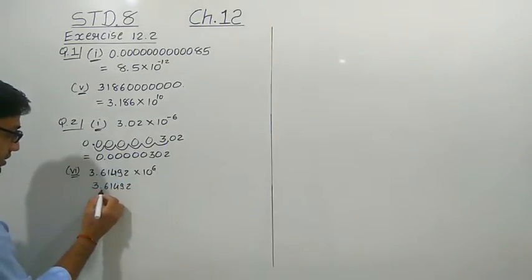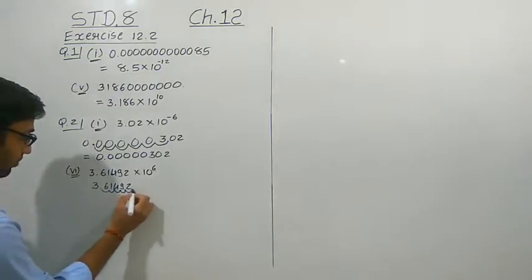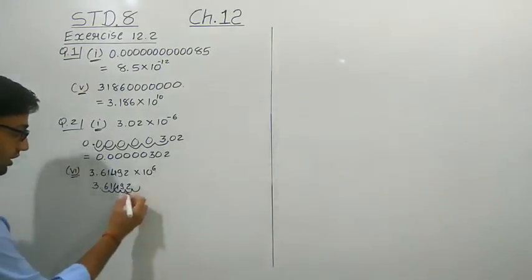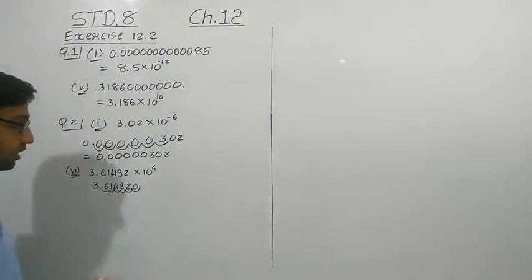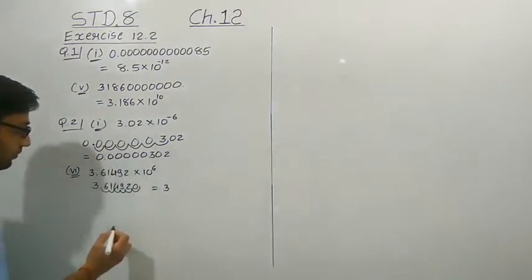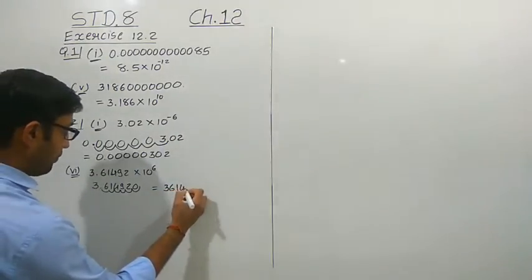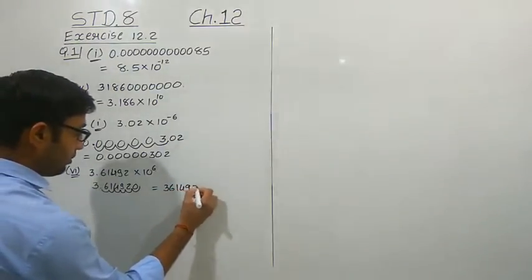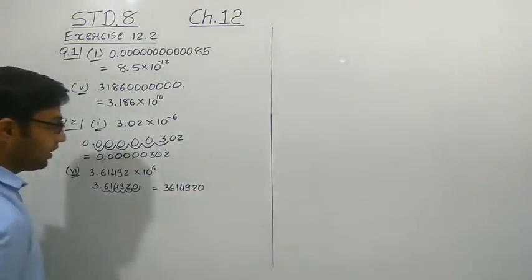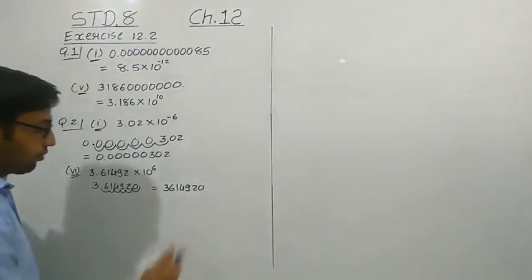3.61492. Now let us shift the first place, second place, third, fourth, fifth and sixth. But here there are no numbers, so we can put 0 here. So this number will look like this: 3, 6, 1, 4, 9, 2 and 0. Now the decimal point is at the right hand side, so no need to write down the decimal point.